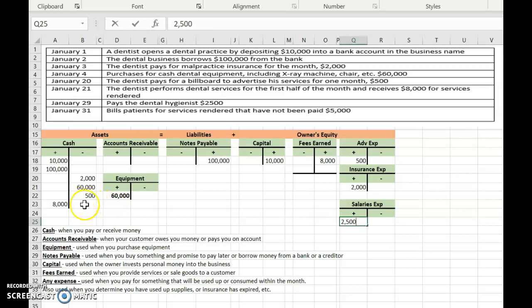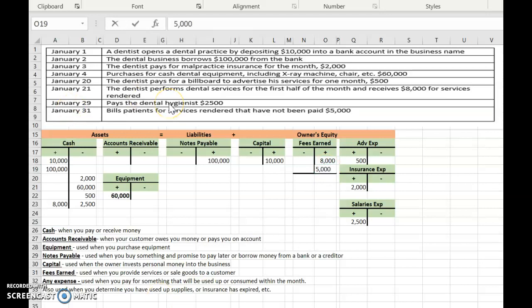And the word pays tells me that my cash goes down. I'm going to put it straight across from $8,000 because you really don't have to skip lines as long as you put it in the right column. Bills patients for services rendered that have not been paid, $5,000. So services rendered says that I provided the services, so that's fees earned, used when you provide services or sell goods to a customer. So fees earned will go up by $5,000.